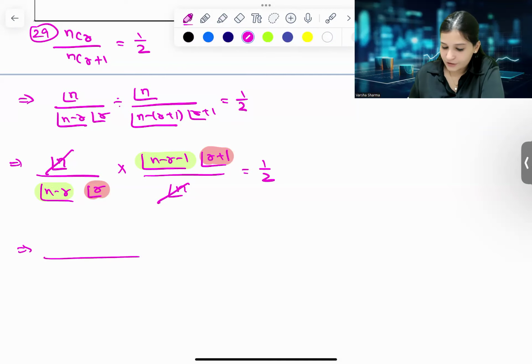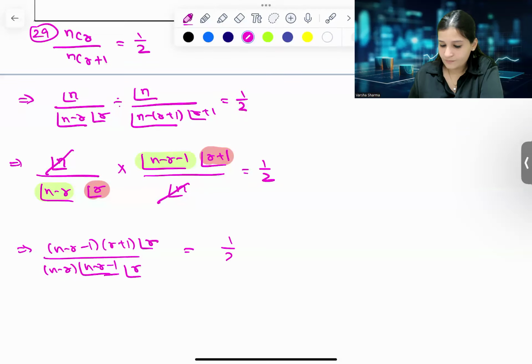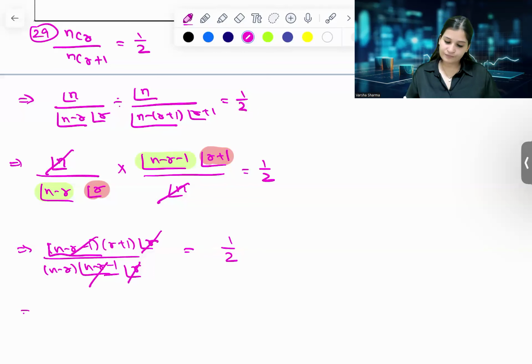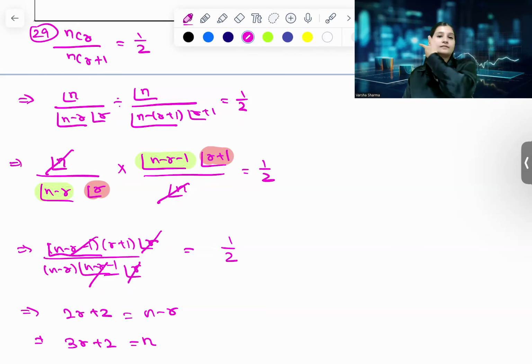So n minus r is larger. So n minus r minus 1. R plus 1 is larger. So r plus 1 into factorial r, factorial r, n minus r minus 1, and this gets cancelled. 2r plus 2 equal n minus r. 3r plus 2 equal n. Any problem? No more.